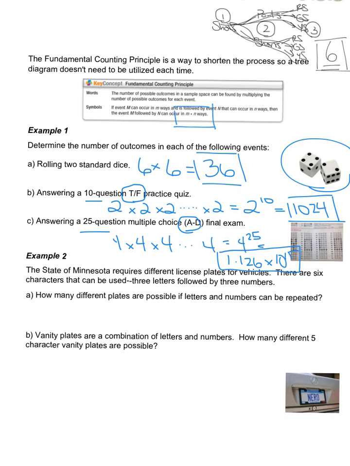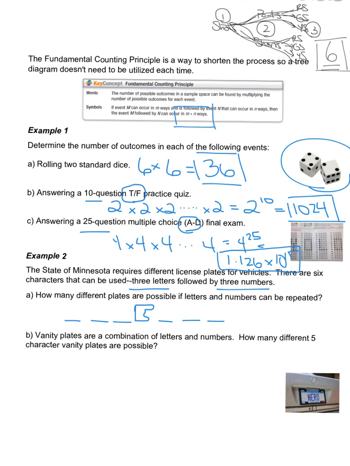There's also going to be different situations where maybe we'll change the context of the problem with our counting. So looking at license plates, 6 characters are used, 3 letters followed by 3 numbers. So it says how many plates are possible if letters and numbers can be repeated. Well, looking at things, we have 3 letters followed by 3 numbers. And you have the glorious state of Minnesota there in the middle.